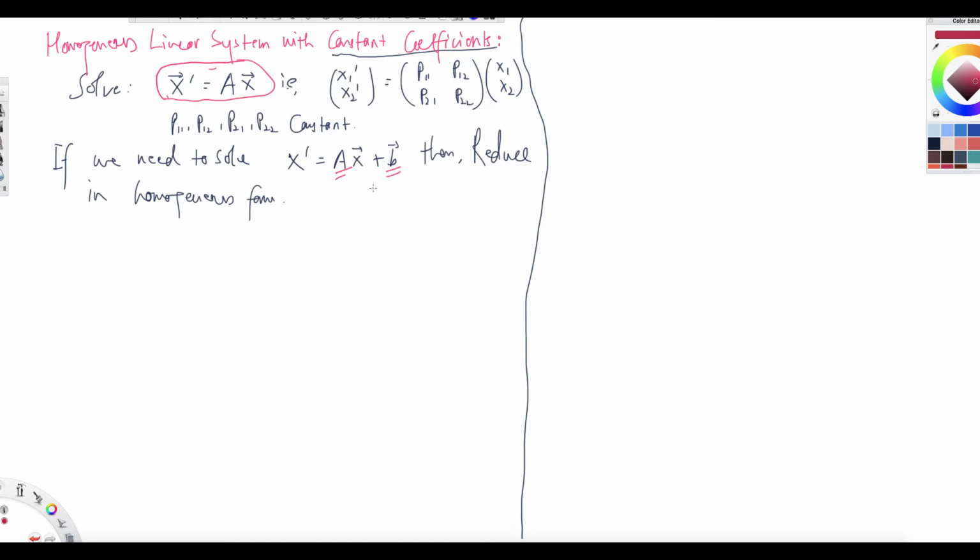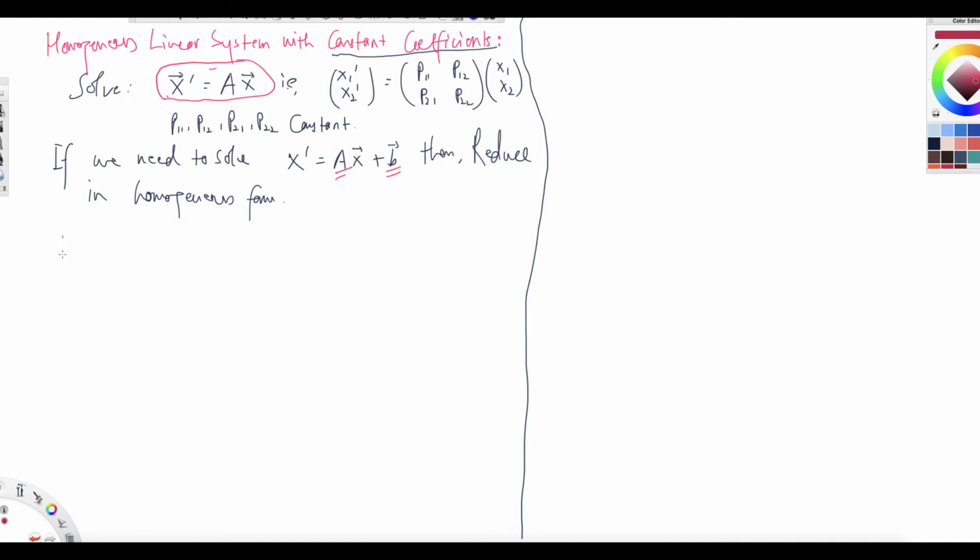in that case, first of all, we need to reduce this non-homogeneous equation into the homogeneous form. How do we reduce that? This is how we reduce. What we do first to reduce the non-homogeneous into the homogeneous format is assume that this determinant is non-zero. When the determinant is non-zero, we can solve this.